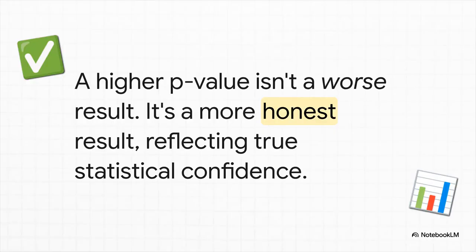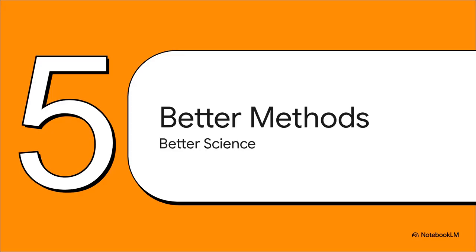And this is such a critical point. A higher p-value isn't a worse result. It's a more honest result. It's a number that actually reflects your level of confidence based on the evidence you collected, not based on a giant database of things you never even measured in the first place. You know, when you get right down to it, questioning these software defaults isn't just a nerdy statistics thing. It's about the integrity of science itself. Using better methods simply leads to better, more reliable, and more reproducible discoveries, period.